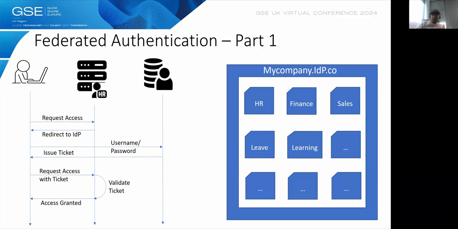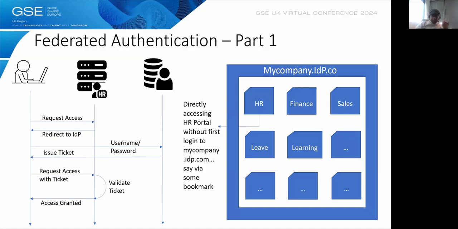So let's say you have an HR portal, an HR app, and you have bookmarked the URL of that HR app. You click on that bookmark, and this bookmark will lead you to the IDP's login page where you log in. Once you're authenticated, you're issued a ticket, and you go to the HR portal with that token, and the HR portal or HR app will validate that token and give the grant.